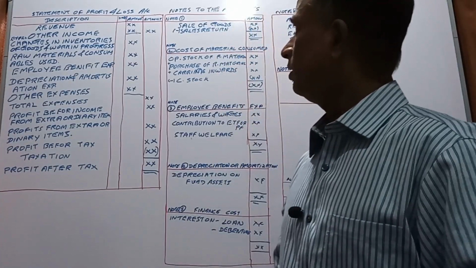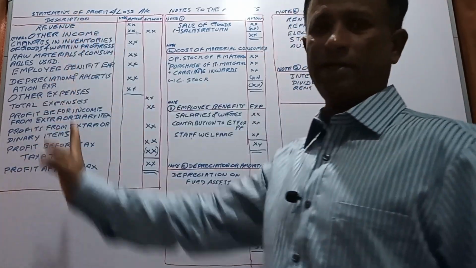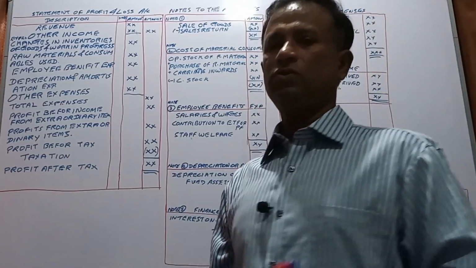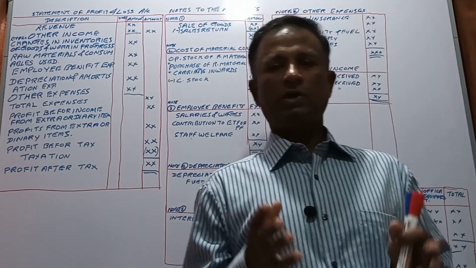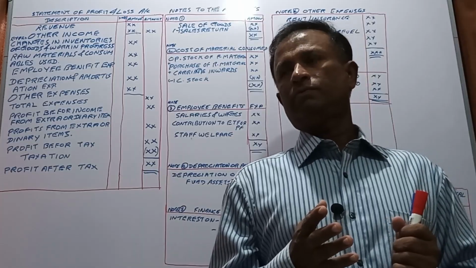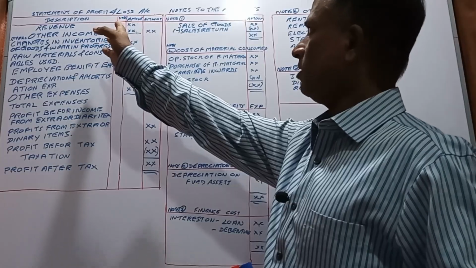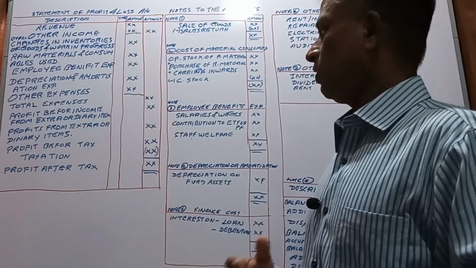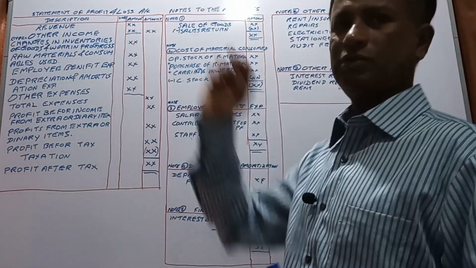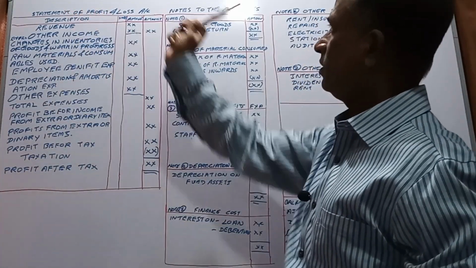In vertical format, in a statement, this is the format according to the accounting standards. We used to prepare the final accounts according to the accounting standards. So accounting standards prescribe that we prepare the accounts like this. First, the statement of profit and loss. That is the heading we give: statement of profit and loss account.